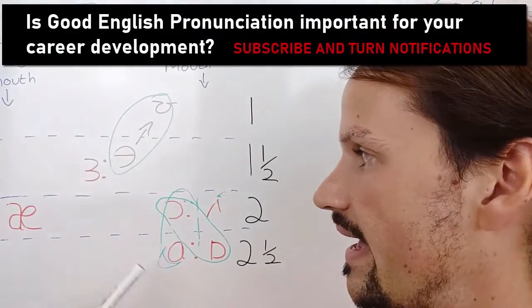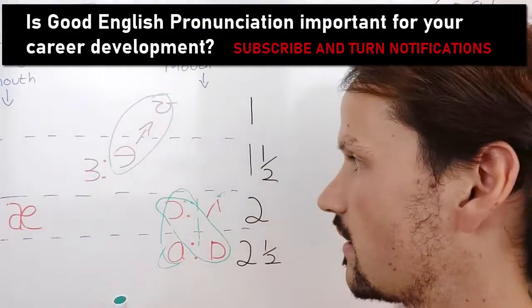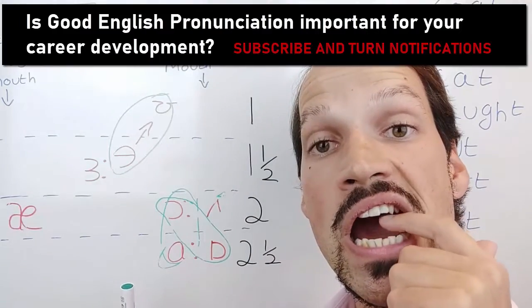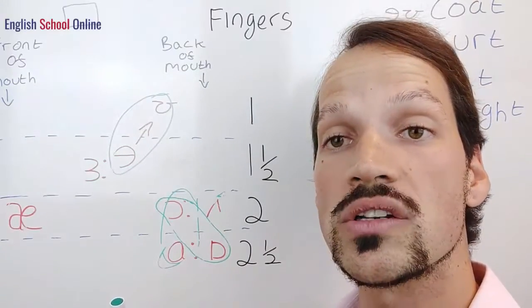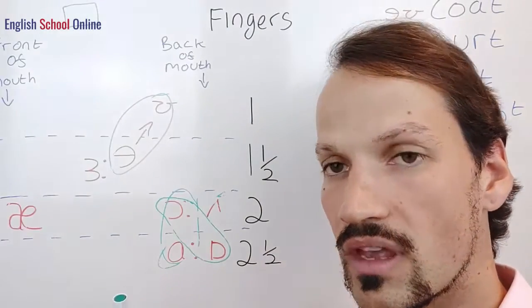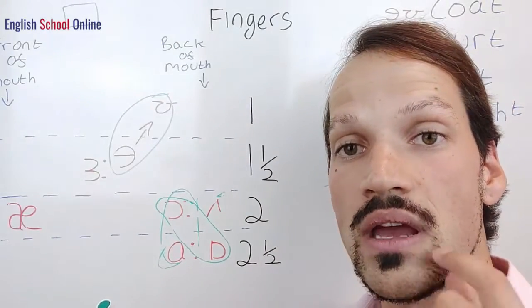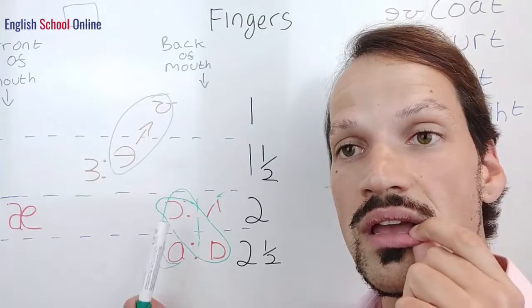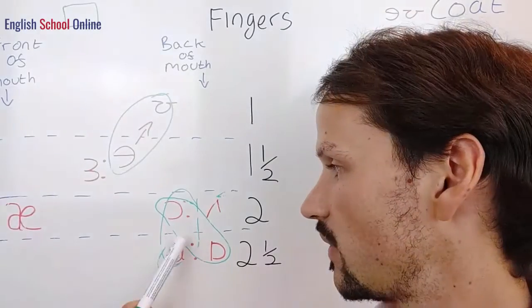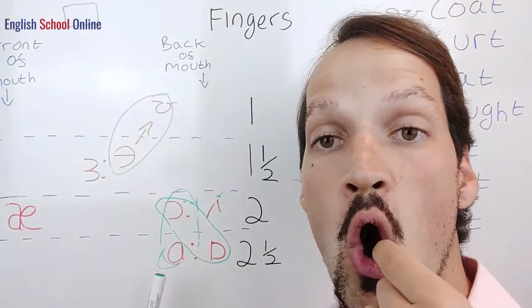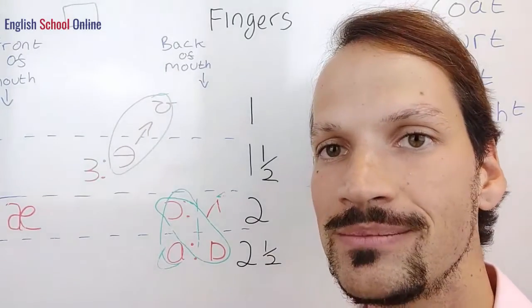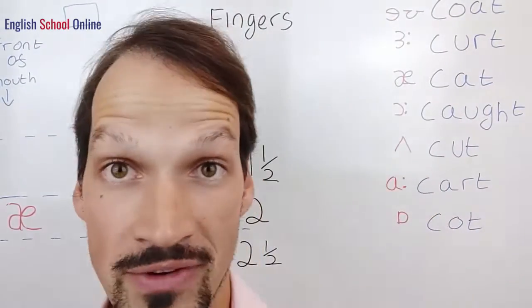So the key here, versus "or", is space for 1.5 fingers. Curt, caught: there's space for 2 fingers, and the lips are rounded. Curt is unrounded and relaxed. Curt, curt. And this one here, caught, caught. The lips are rounded. Or. Okay? If you have any questions, ask away.